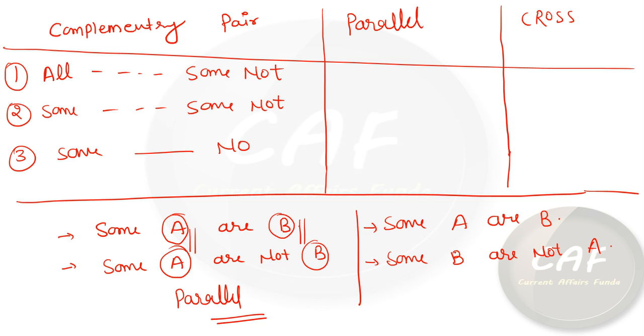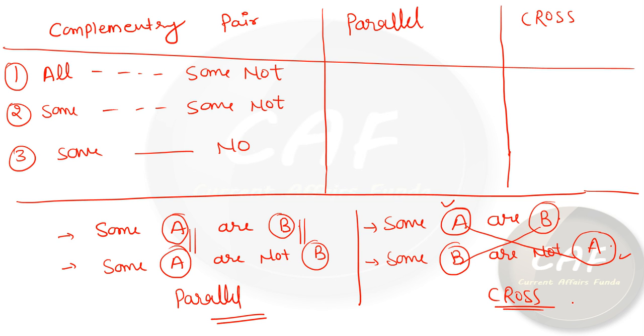And what is the meaning of cross? A is here and the other A is here, B is here and the next B is here. This is your subject and this is your predicate, so they make a cross relation. This is called cross. I hope you understand this parallel and cross mechanism. So how do we use it in these statements?